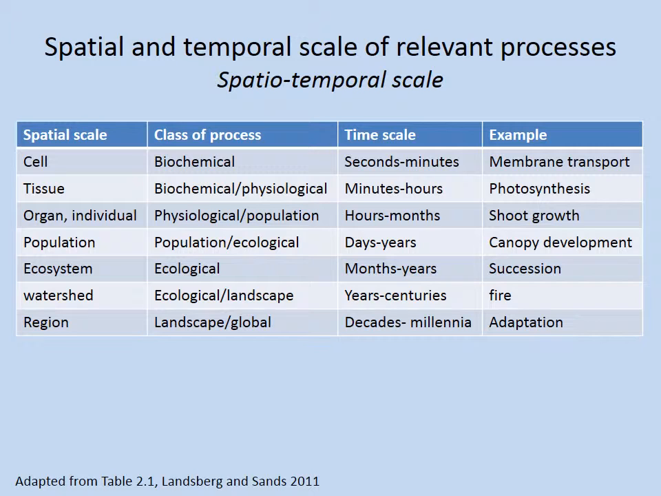Forest productivity is measured in units of megagrams per hectare per year, while transpiration is measured in millimoles per meter squared per second. It's important to think about the time it takes for a process to occur, and the spatial extent in which those processes take place.